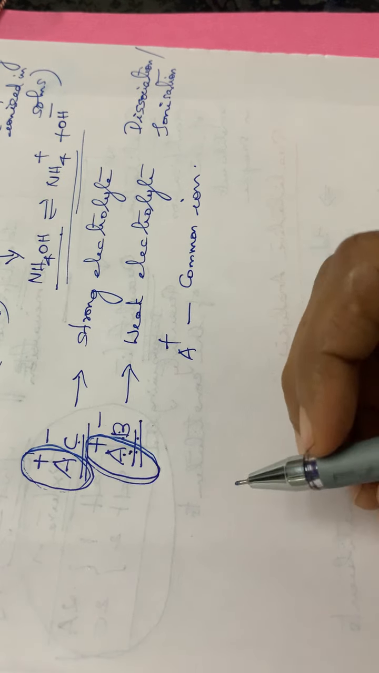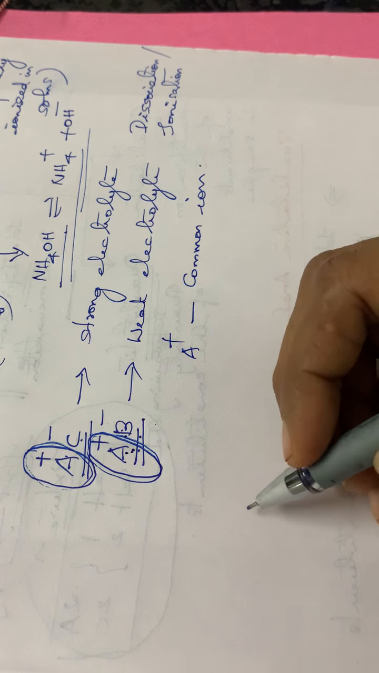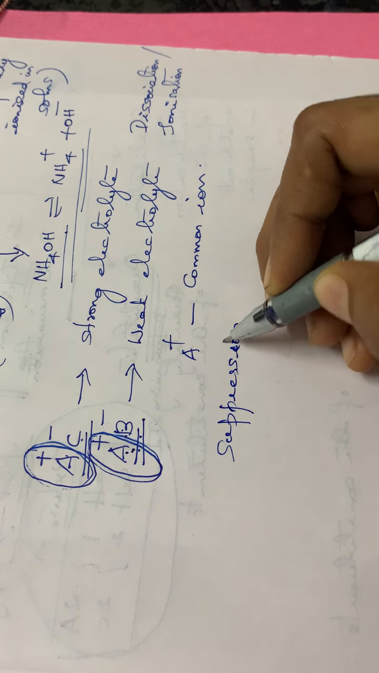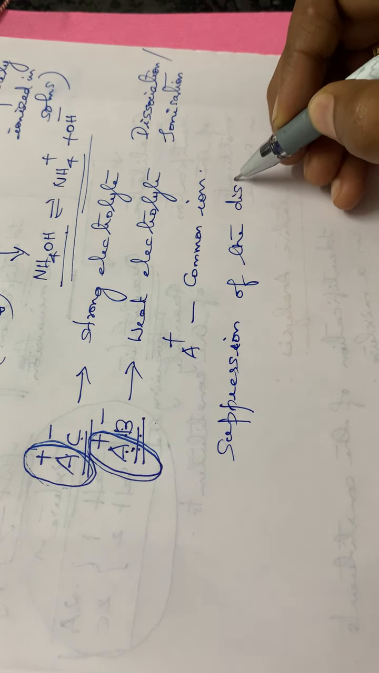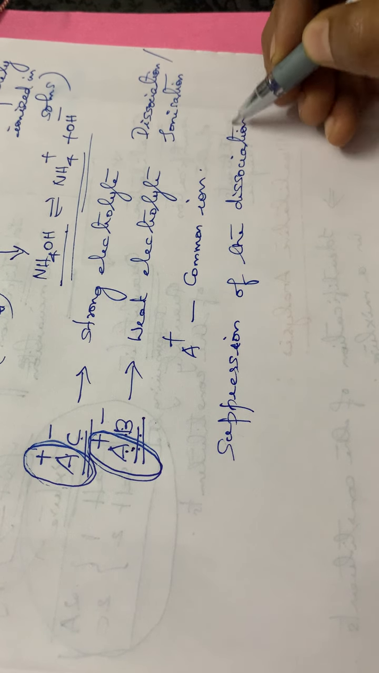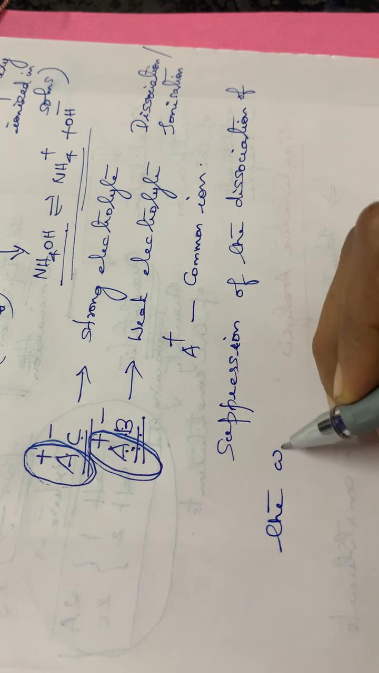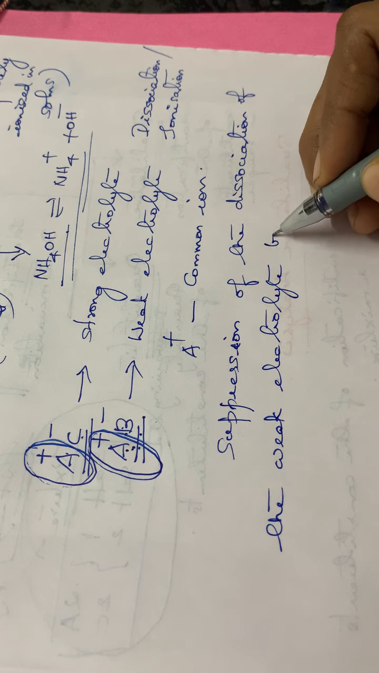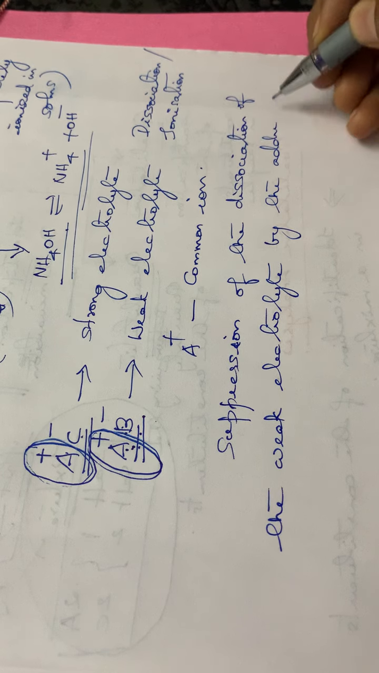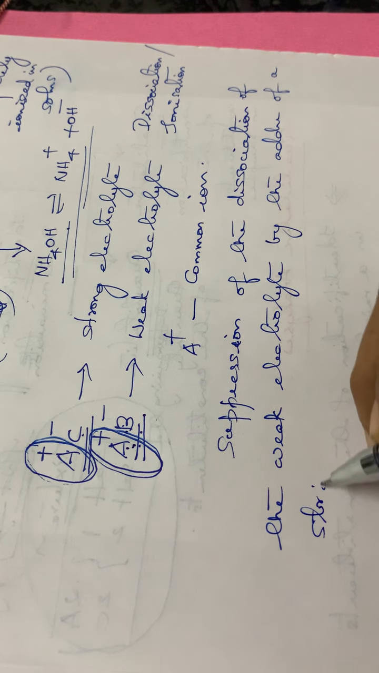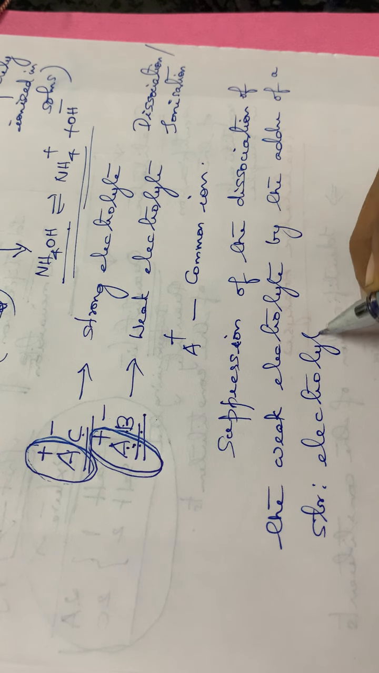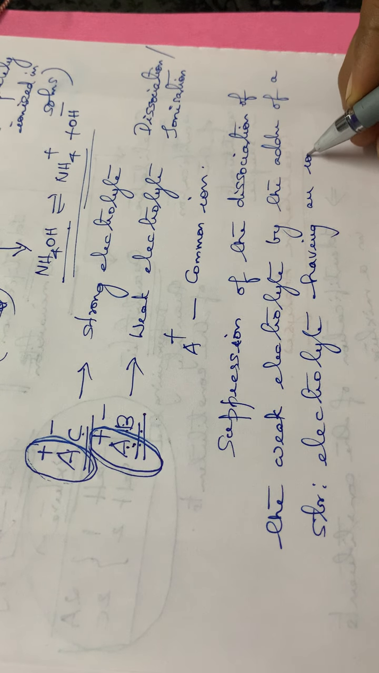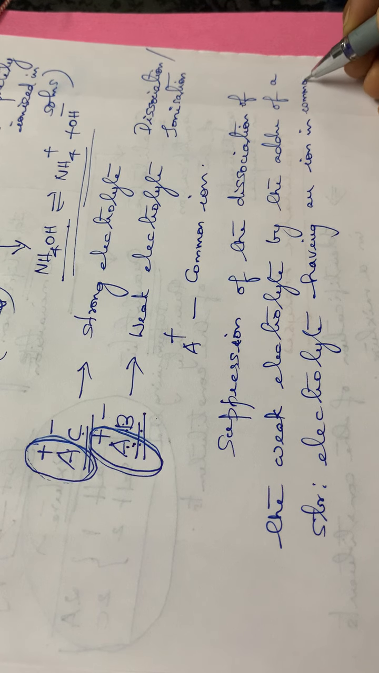So I will be writing the definition of this common ion effect. Common ion effect can be defined as the suppression of the dissociation of the weak electrolyte by the addition of a strong electrolyte having an ion in common. So this is the definition for common ion effect.